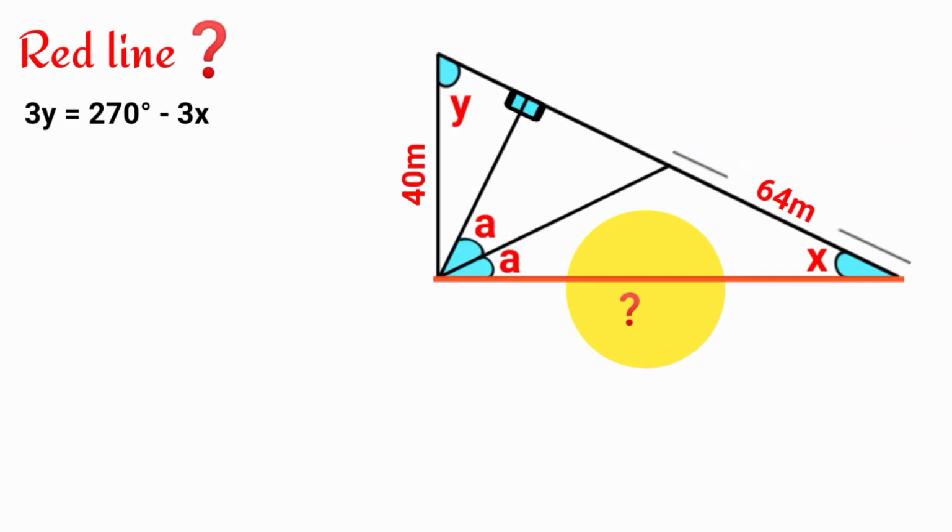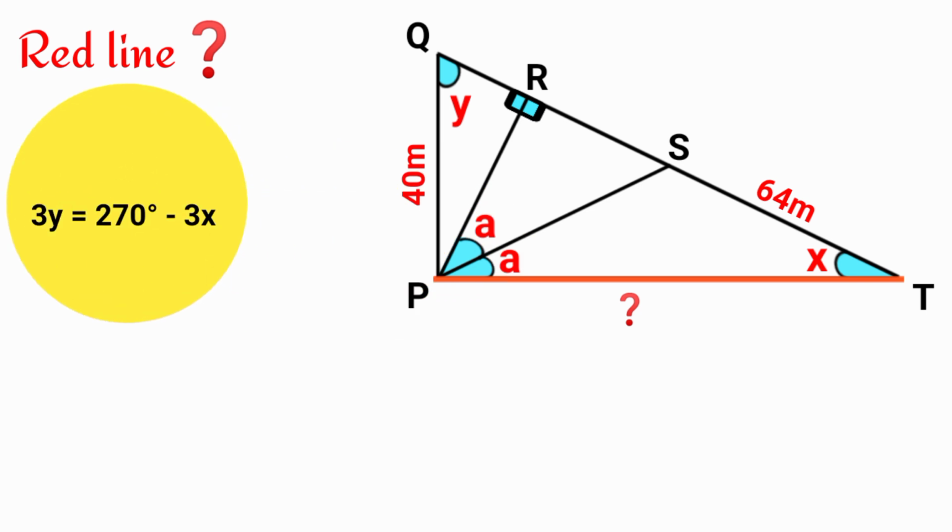So how can we solve this? It is actually very simple. The first thing we are going to do, we label this vertex P, this Q, this R, this S, and this T. Now we have to calculate the length of this line PT.